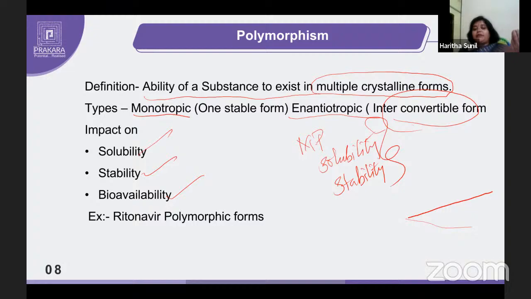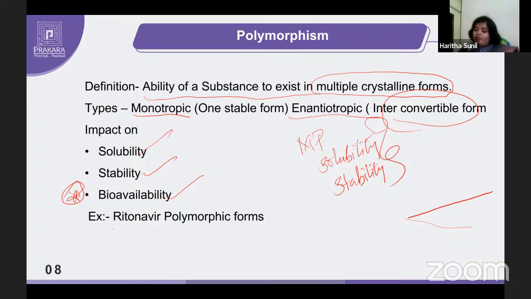For example, instability in a polymorphic form leads to the loss of potency. Another most important one is that the polymorphic form can even change the bioavailability of the drug. As I already said, solubility and bioavailability always go hand in hand. So polymorphs with higher solubility enhance drug absorption and eventually therapeutic efficacy, and the reverse happens if the solubility is less.